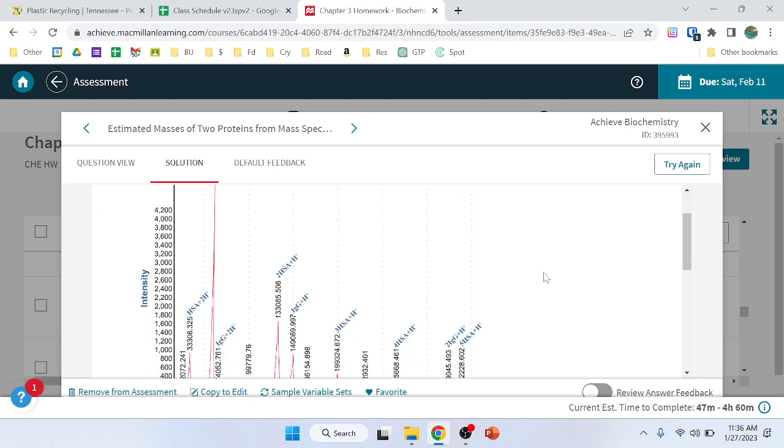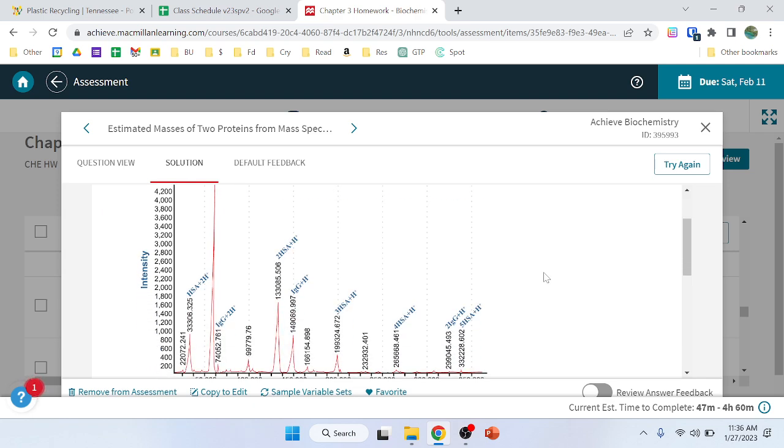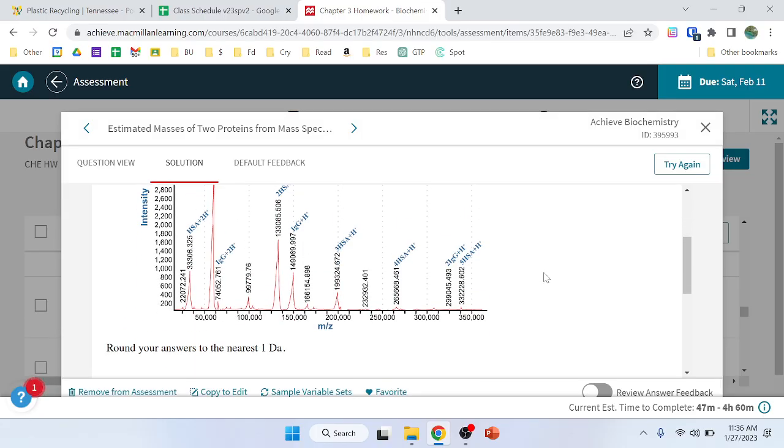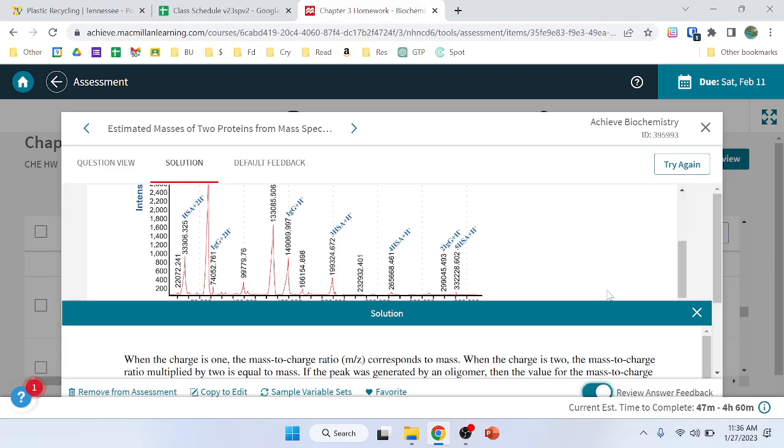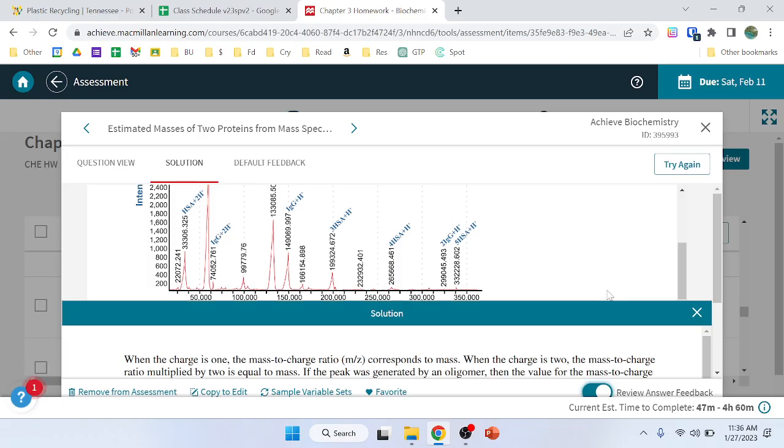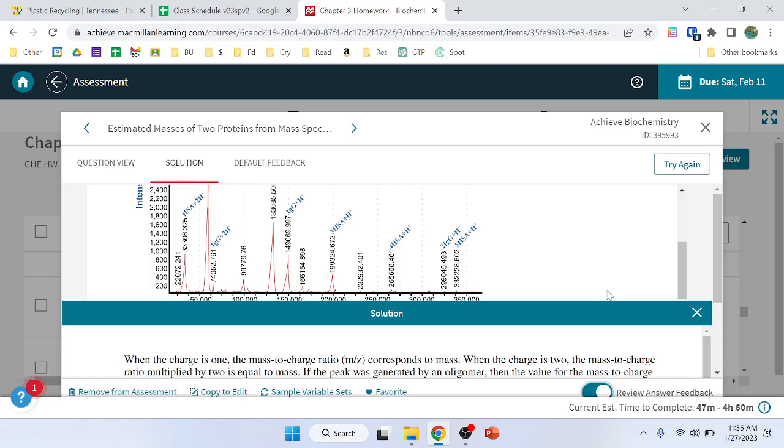Okay, so MS is going to be fragments of these proteins. Okay? And we want to round these to the nearest one. And so what we have to do is assemble these fragments, stitch them together. Remember that these are always going to be m/z, meaning mass over charge. Okay?